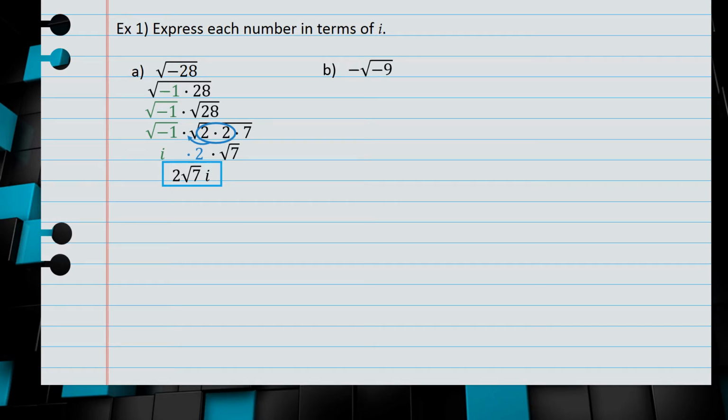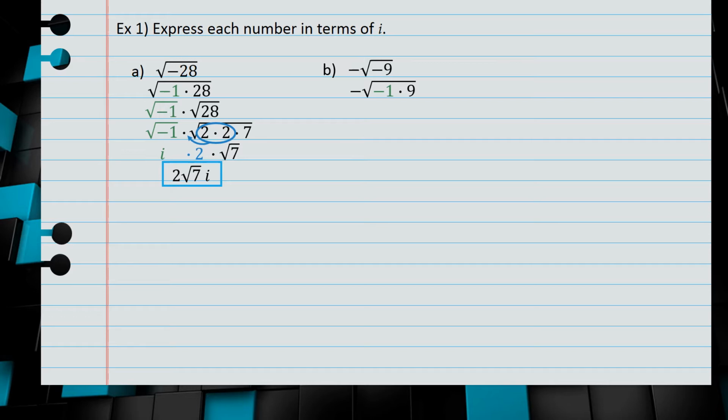For B, I have negative square root of -9. Again, our focus is the negative under the radical. So I rewrite that as negative square root of -1 times 9. Now I want to take a moment. Because there's a negative on the outside and there's one on the inside, they cannot join. The negative on the outside must stay on the outside. If you felt the urge to multiply those two, make a note that you cannot do that.